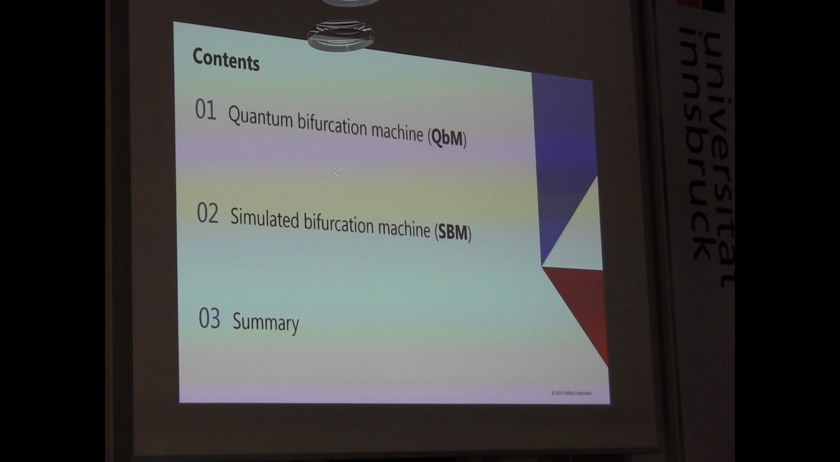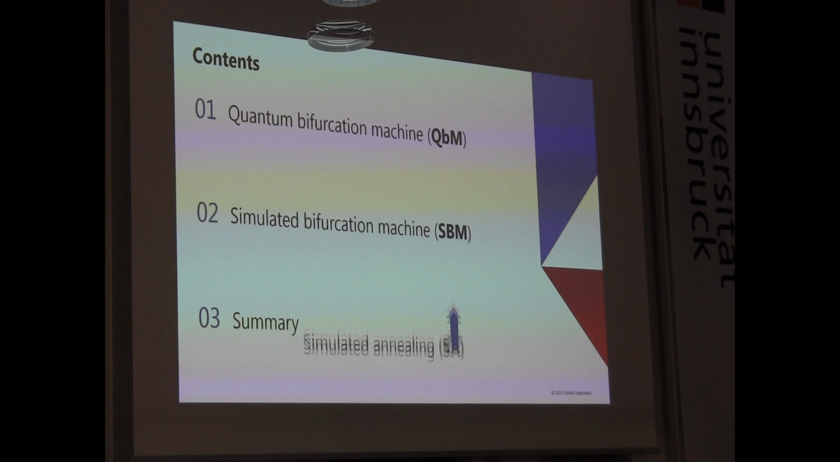Here, I use the small b because I'd like to distinguish it from quantum Boltzmann machine. So, of course, we should use the capital B for Boltzmann. And in the second part, I'll explain our classical Ising machine inspired by the QBM. Here I use the capital B because we often compare this machine with simulated annealing, and the capital A is usually used for simulated annealing. So here we use the capital B for this machine.